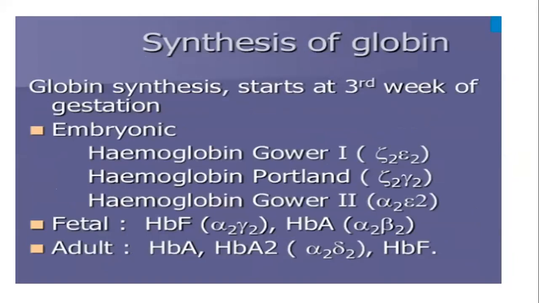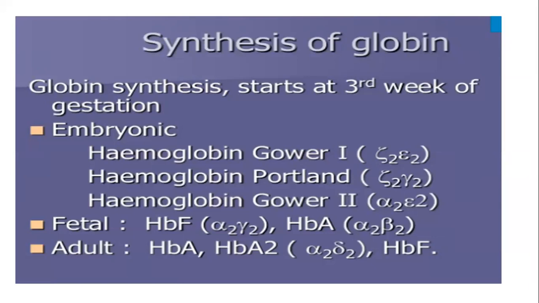And why is this important? This is important because globin synthesis is noted to start quite early in life, and it starts as early as the 3rd week of gestation. Okay, so by the 3rd week of gestation, a baby already starts forming globins. And some of the globins that combine then with heme to form hemoglobin lead to various types of hemoglobins.